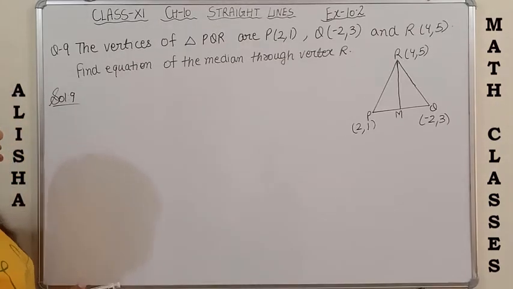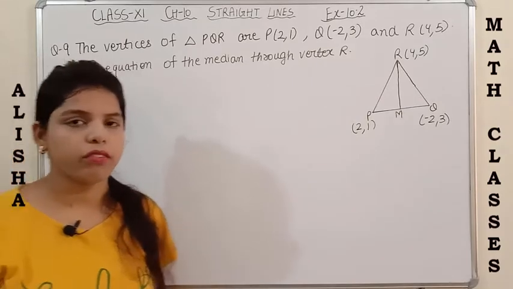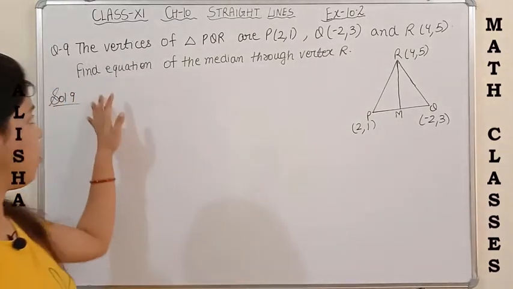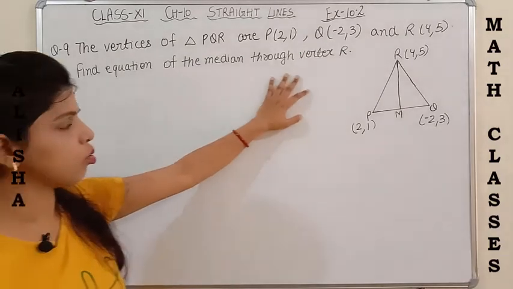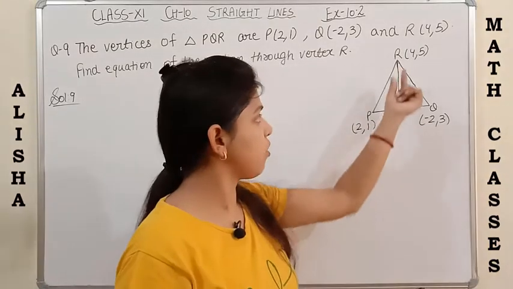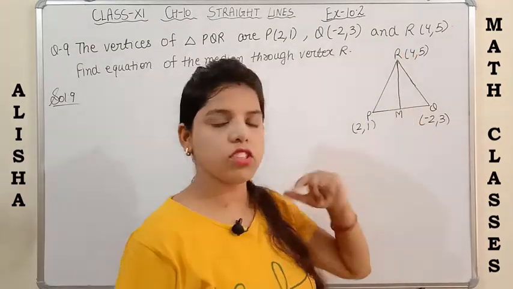So students, next is question number 9. The vertices of the triangle PQR are P(2, 1), Q(-2, 3) and R(4, 5). So these are basically the three vertices of the triangle given. And we have to find out the equation of the median through the vertex R. From vertex R, here I have taken the vertex R here. So from the vertex R, we have to draw a line which is median.